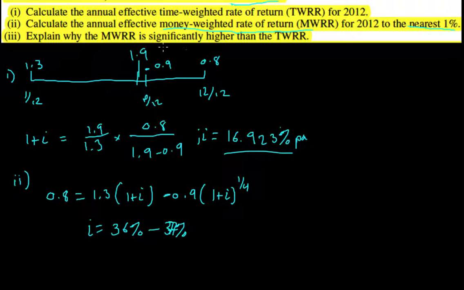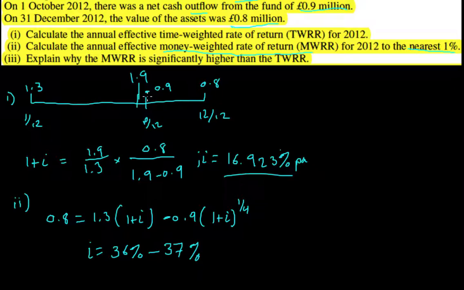Then it wants to know why the money-weighted rate of return is significantly higher. The reason is that it's weighted towards when there is more money in the fund, and the time when there's more money is over here. It so happened that at this time we got very good returns, whereas the time when we got bad returns, or not as good returns, in fact it went down, was the time when we had the least amount of money.